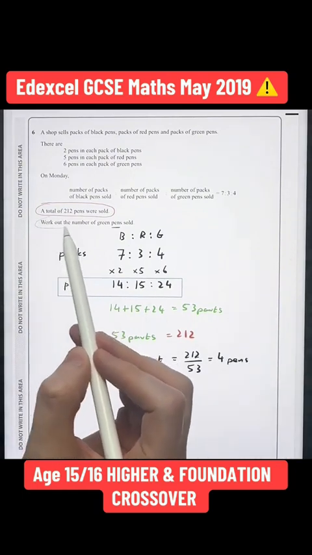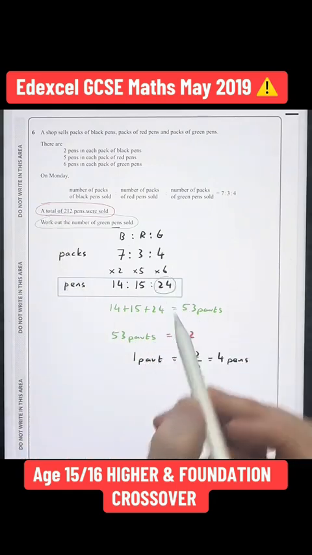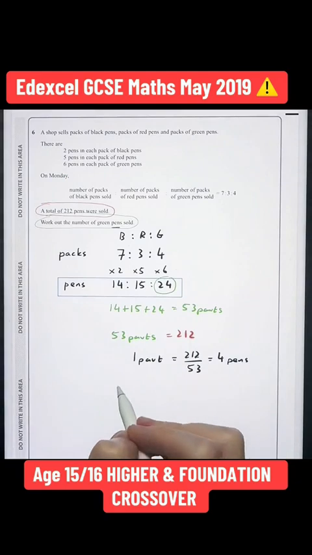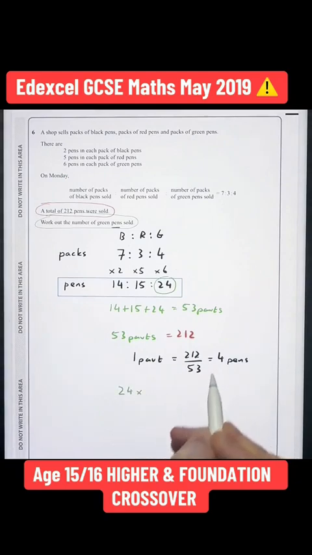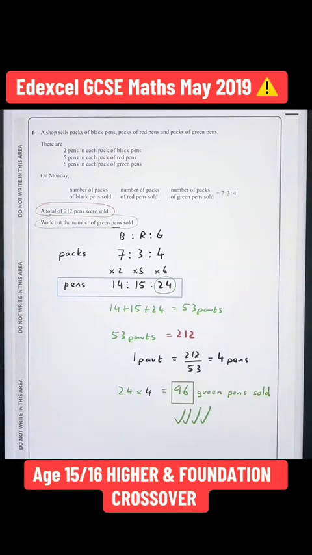As I want to work out the number of green pens sold, well, green we know was 24 parts, and each part is now 4 pens. So therefore, total number of greens is going to be 24 multiplied by 4, and 24 times 4 gives us 96. So there's 96 green pens sold.